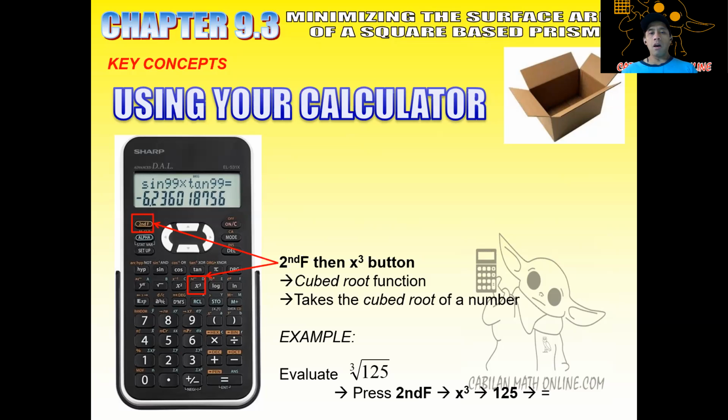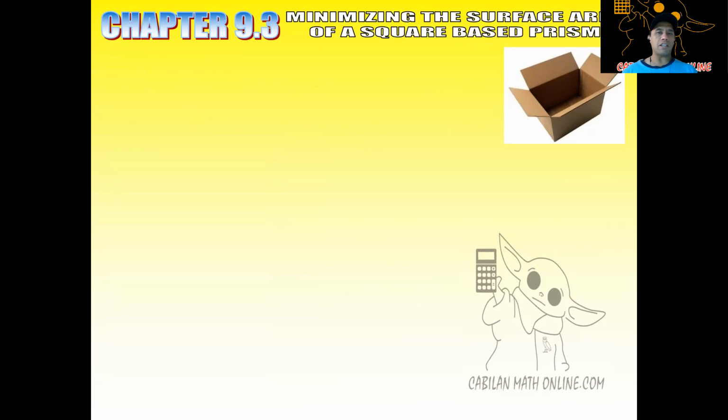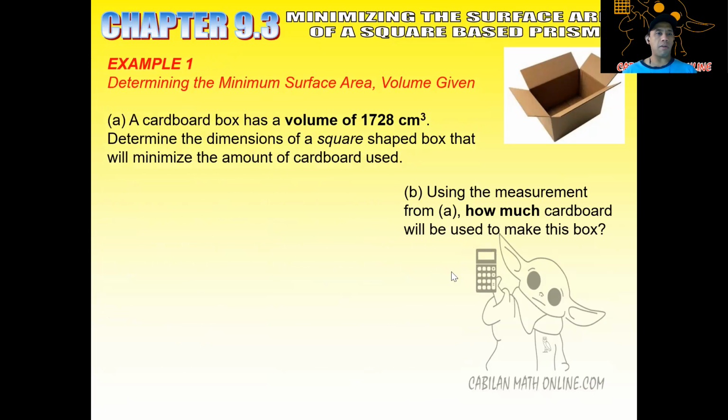Now that you've discovered what keys to press in the calculator, let's take a look at some examples. It says a cardboard box has a volume of 1,728 cubic centimeters, and determine the dimensions of a square-shaped box that will minimize the amount of cardboard used. Now you notice that the key word here is the word minimize. And anytime you hear that word, you need to use the special formulas that you were introduced to at the beginning of this lesson.